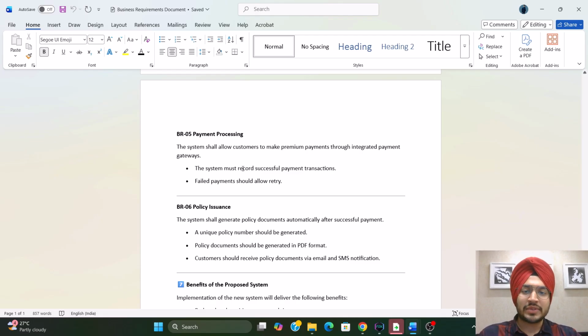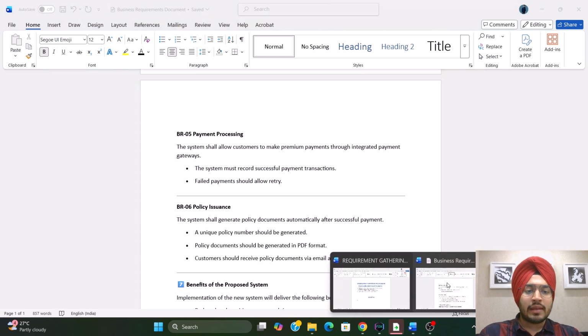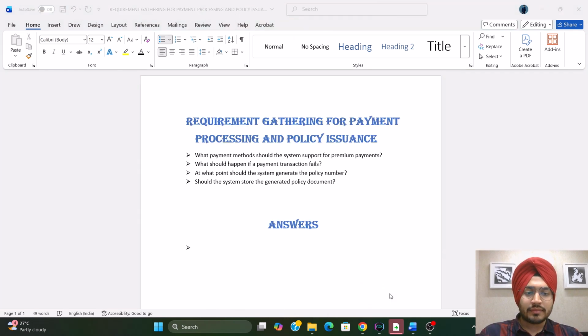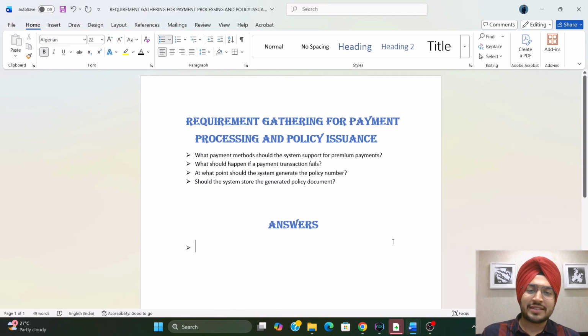Now let's gather the requirements for both of them. And so before going to the chat session, it is quite important to note down the questionnaires. So I mentioned the questionnaires over here. So first question is, what payment method should the system support for premium payments?